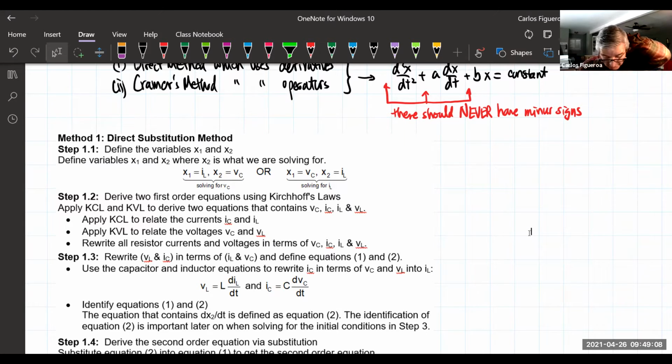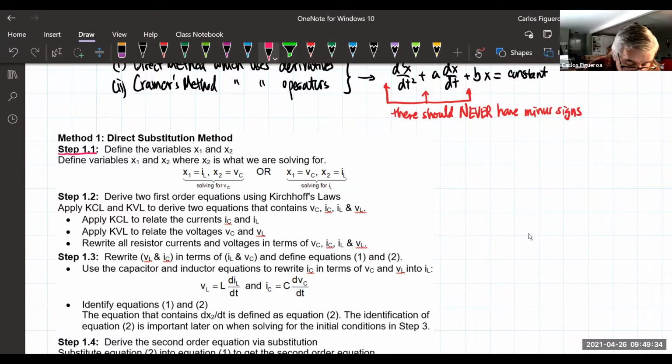Now, what we're going to do here is that step one says the following thing. It says 1.1, define the variables x1 and x2. Well, this may seem silly. It's not. And the reason why it's not silly is because when you're lost, this process may really help you.